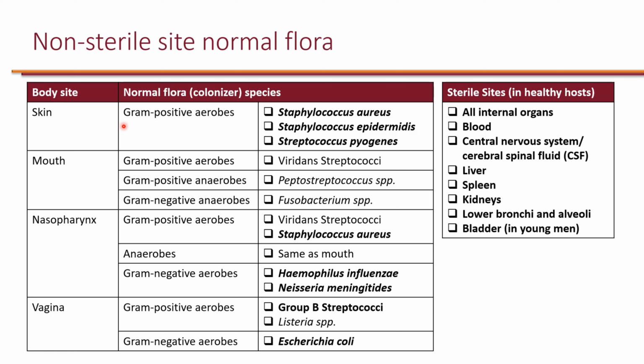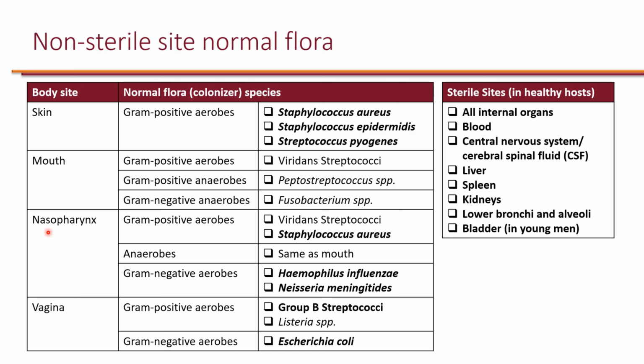The skin, in general, has gram-positive aerobes, such as any Staphylococci species, including Staph aureus. If you find Staph aureus on the skin, it's not necessarily infection in a healthy host. Occasionally, this may cause skin infection. But in the absence of any signs and symptoms of an infection, it's okay to have these organisms on the skin. That's part of the flora. There are obviously oral flora in the mouth: Fusobacterium, Peptostreptococcus, and Viridans streptococci.